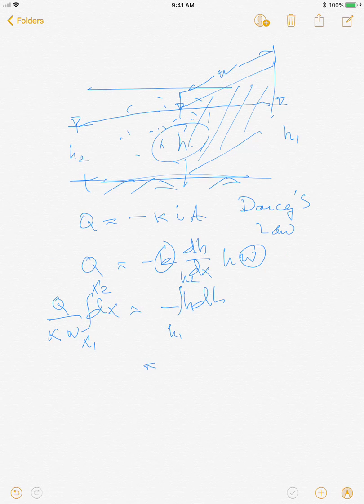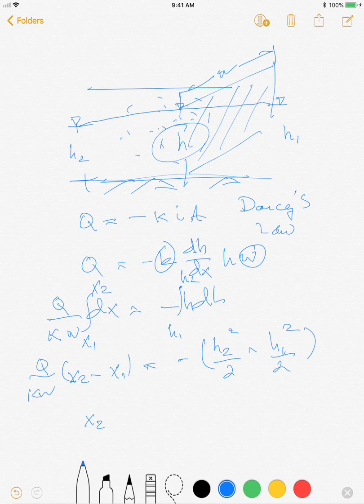So this is just going to be equal to negative h2 squared divided by 2 minus h1 squared divided by 2. And this is just going to be equal to x2 minus x1. And then we'll multiply this by these constants. And then we can just rearrange things, and solve for the flow.